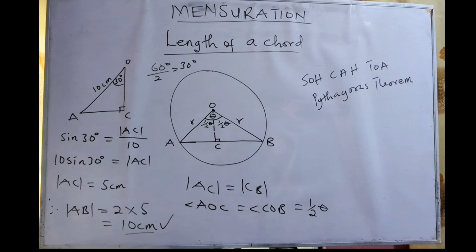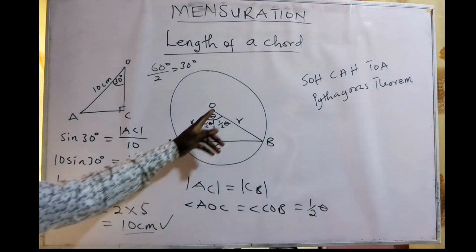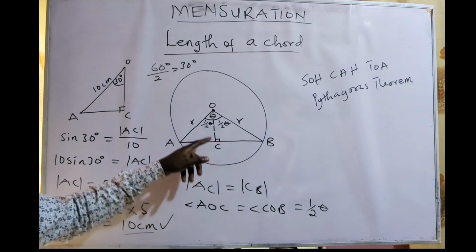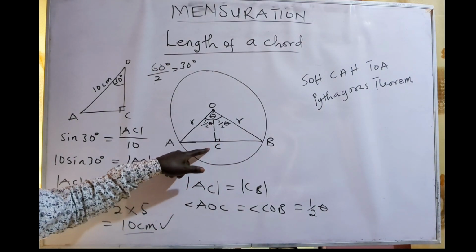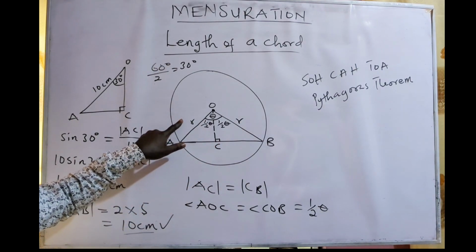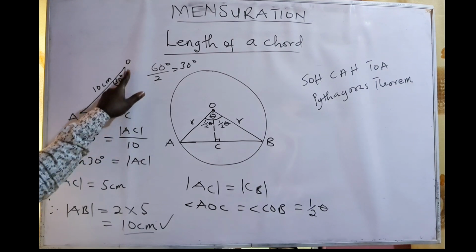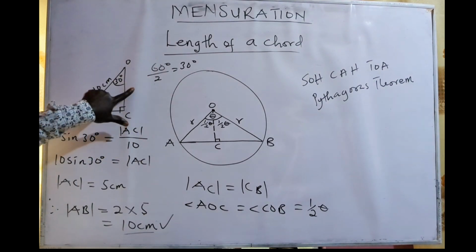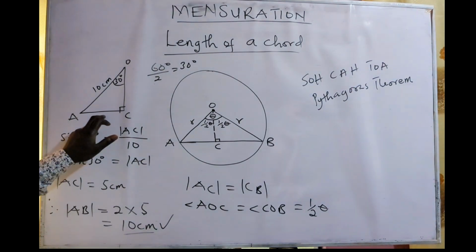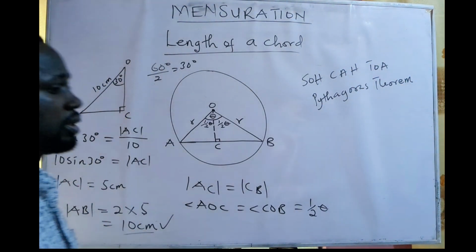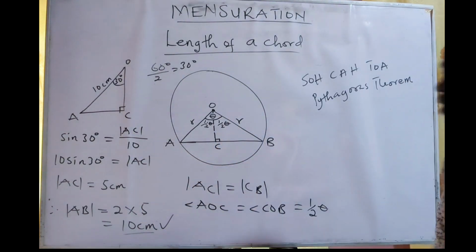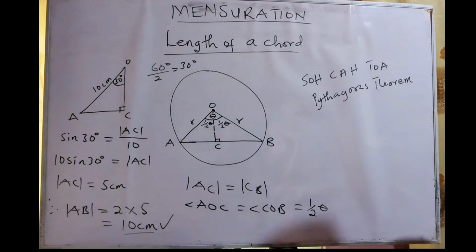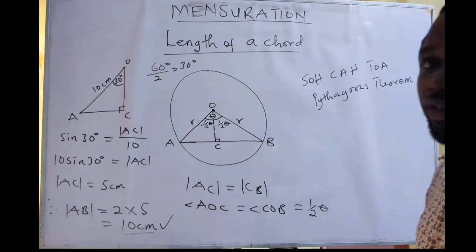So it depends on the question that you will be given. Sometimes you can be given the distance from the center to the chord, and then maybe the radius. So if I'm given the distance from the center to the chord, and I'm given the radius, I can use the Pythagoras theorem, and then I'll find this particular side. So it depends on how the question is given and how you can calculate the length of the chord.